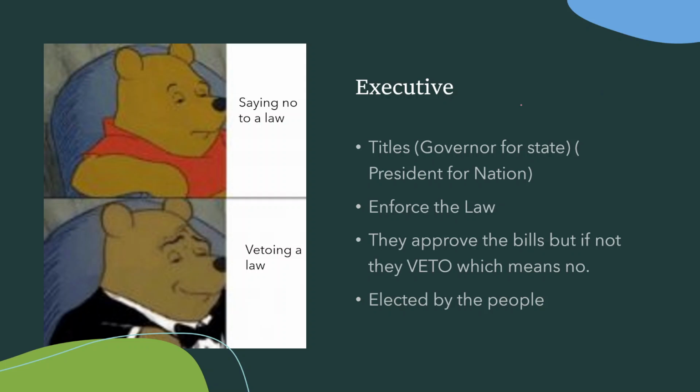Executive branch. We have the governor for the state, president for the nation. They enforce the law. If a law says no one is allowed to eat Swedish fish, the president will make sure that police and the army make sure that no one's eating Swedish fish. They approve the bills. After the legislative branch makes a law, it's passed to the president and he'll sign it. But he might say veto. Saying no, vetoing. Vetoing is just saying no to a law, okay?